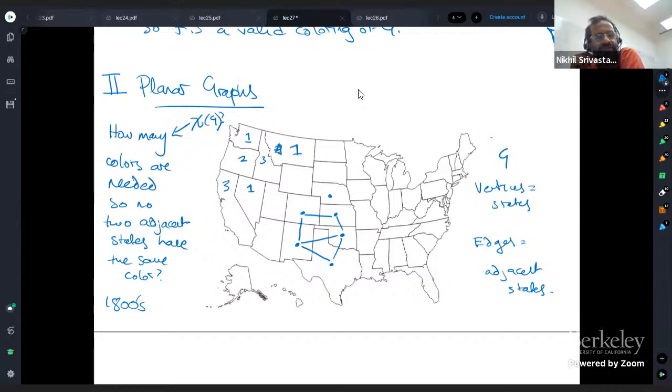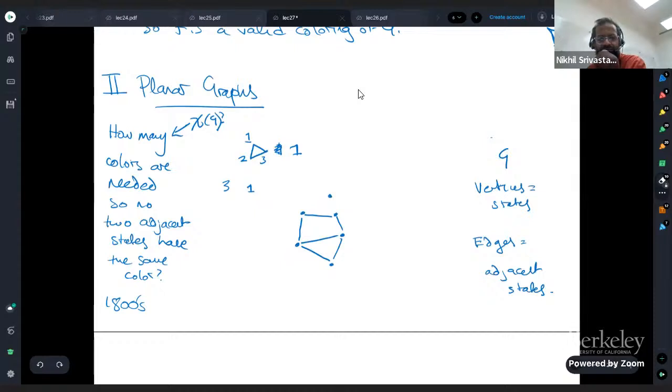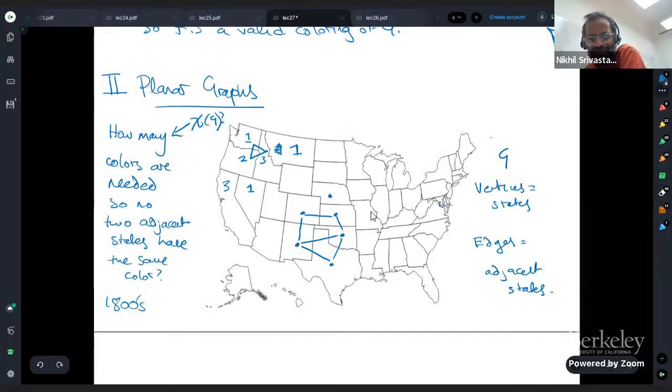So let's see. It has to be at least 3 because of this triangle over here. You can't do it in less than 3. I don't know if there's some reason why you need 4. Is there some situation where 4 states are adjacent to each other? This looks like a bad situation here, right? This, and this. Oh no, these are not all adjacent. Are there any 4 states that are adjacent to each other? There's definitely some stuff happening over here. Anyway, I'm not really sure. Does anybody know what the chromatic number of the map of the US is?